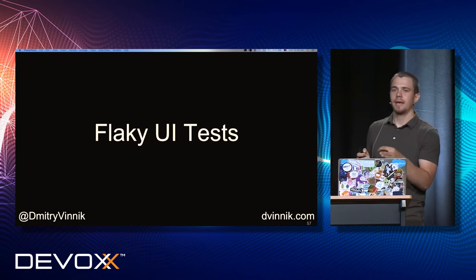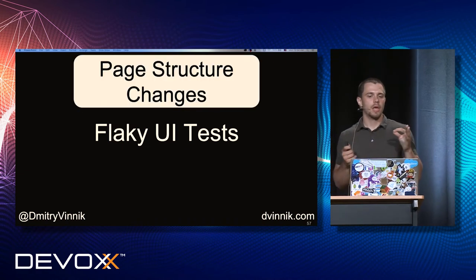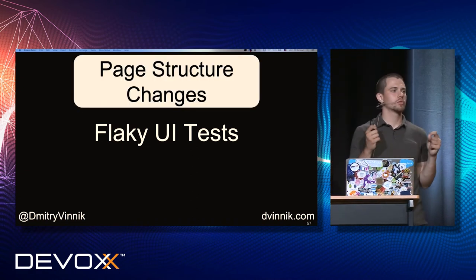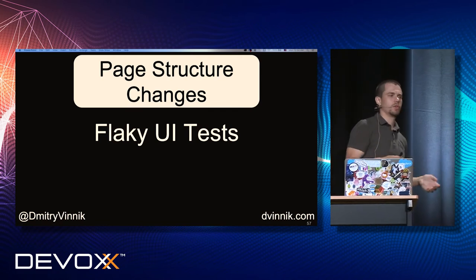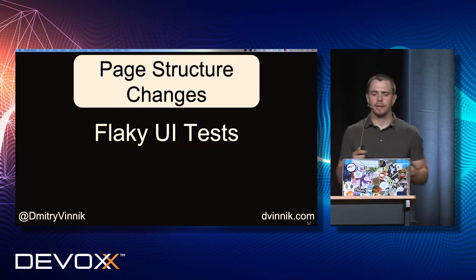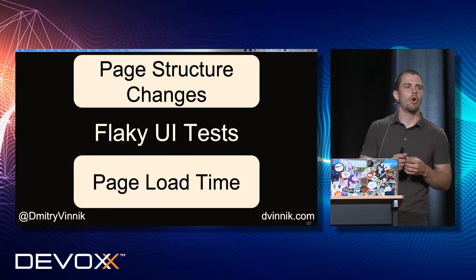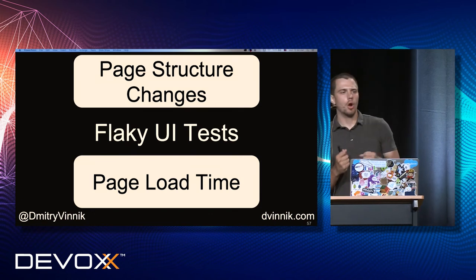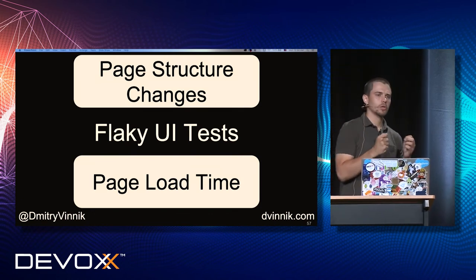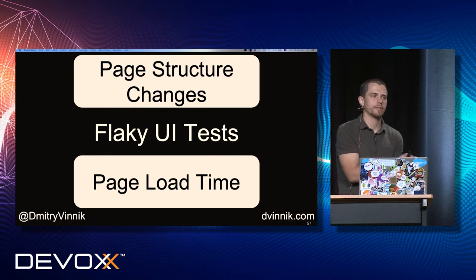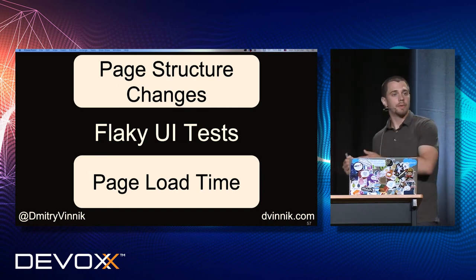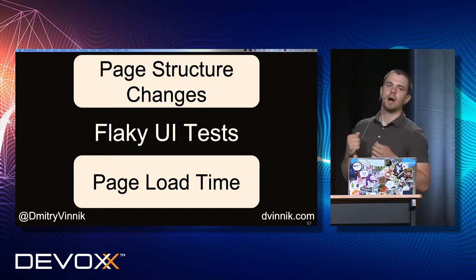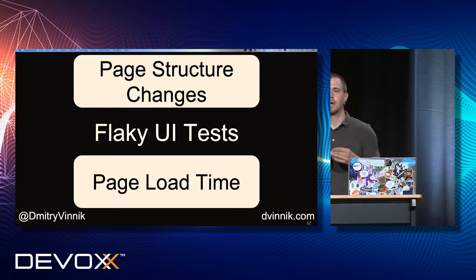So what flaky UI tests come down to is page structure changes, especially with those fancy and cool single-page application frameworks, whether it's React, Vue, Angular, whatever it might be. And more importantly, we often don't know when the page has finished loading. In other terms, when do we start looking for a selector that we want to work with, for a button we want to press? When is the app ready and fully loaded? That's the main question we have a hard time answering when writing tests for the UI.